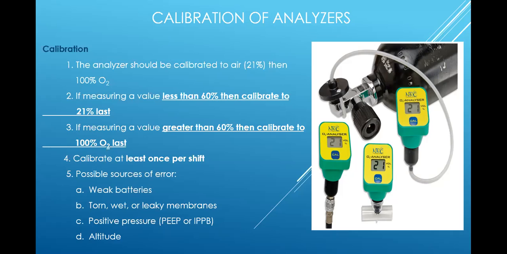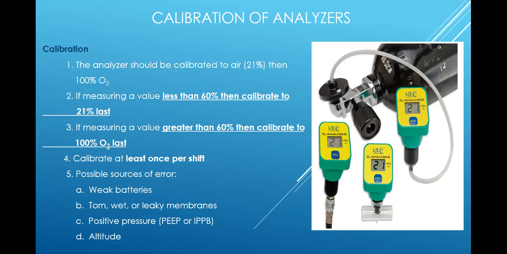Next shift, 21 to 100, put it up. But within that, if I do have to use it, then I need to make sure I do it properly, okay? To a specific patient, if it's less than 60%, if you're telling me that he's on less than 60%, then I'm gonna calibrate to 21% last, okay? I'll do 100% first, 21% last, okay?